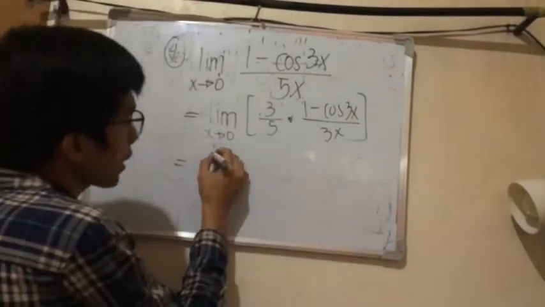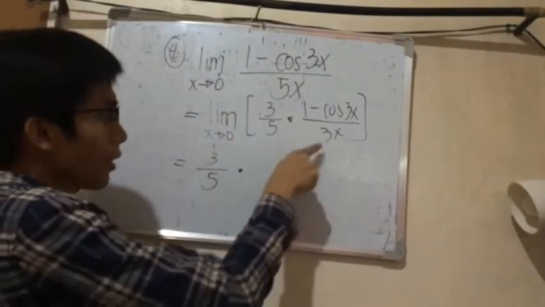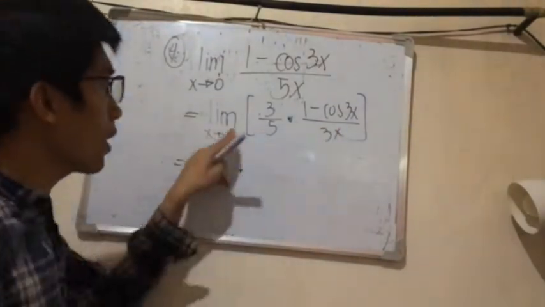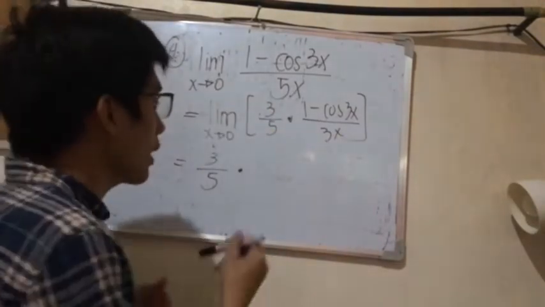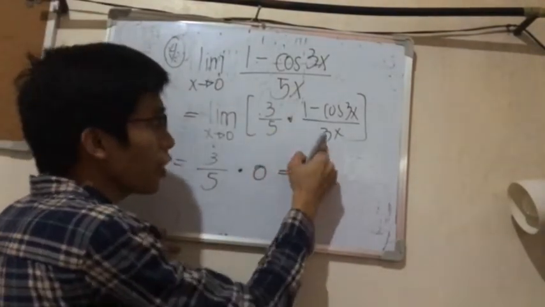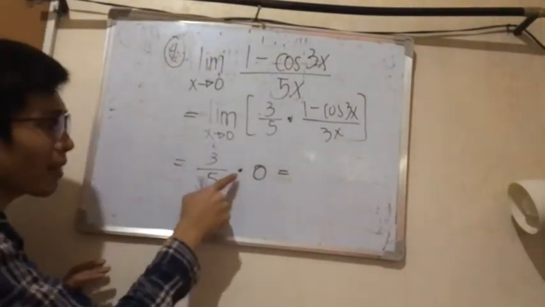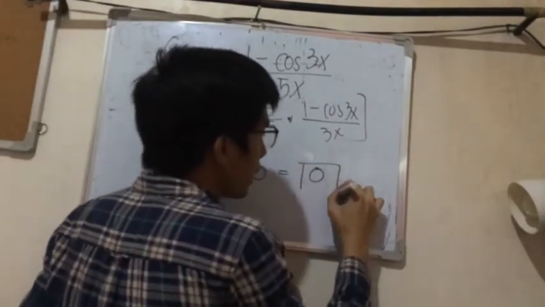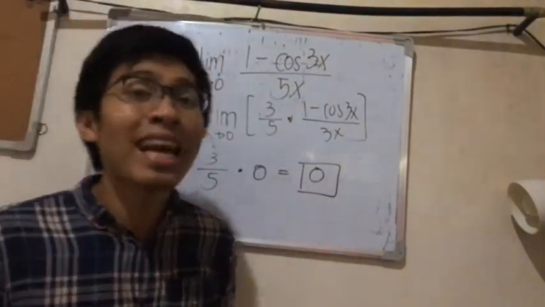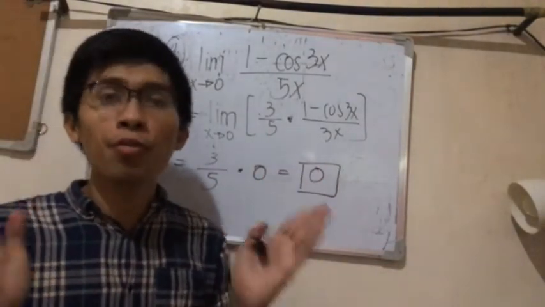Constant 3 over 5. So that is 3 over 5 times. Once you do this direct substitution method here, the limit of 1 minus cosine 3x over 3x as x approaches 0, the limit is 0. Okay, using the rules that I presented to you. So 3 over 5 times 0, that is 0. Okay, therefore, the limit of this function is 0. That's how we solve example number 4.